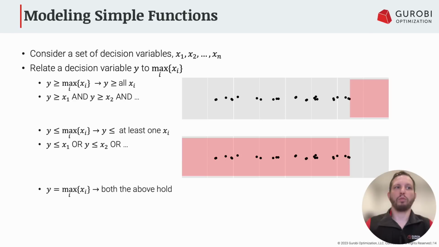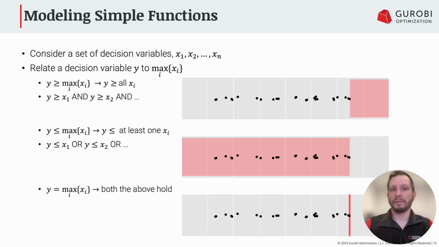So if we want y to be equal to the max, that means both hold. So if you think about two values, and you say y is less than or equal to x and x is less than or equal to y, then the only thing that you can say is that y is equal to x. So if both of the conditions above hold, that means y is equal to the max. So we can see how and statements and or statements can come into play with modeling the max between decision variables.